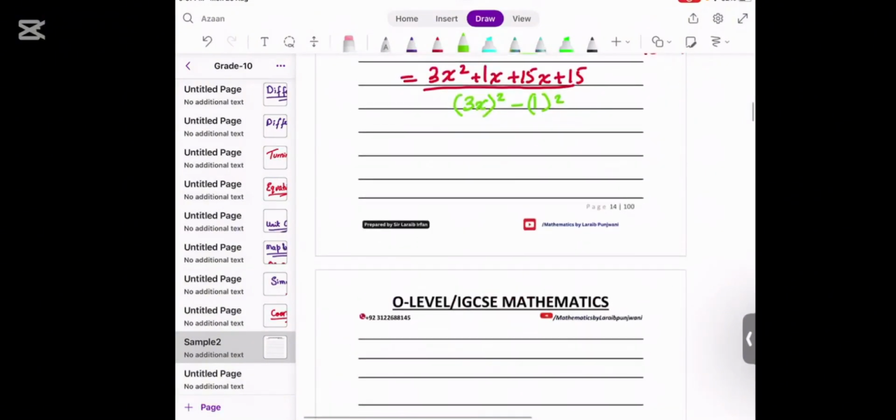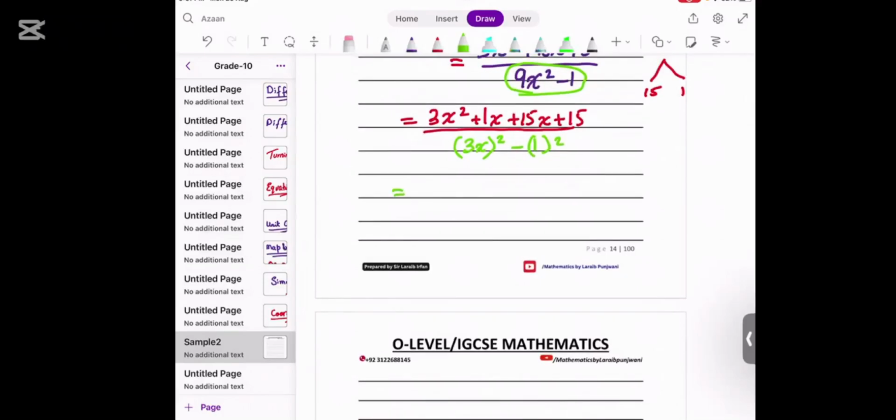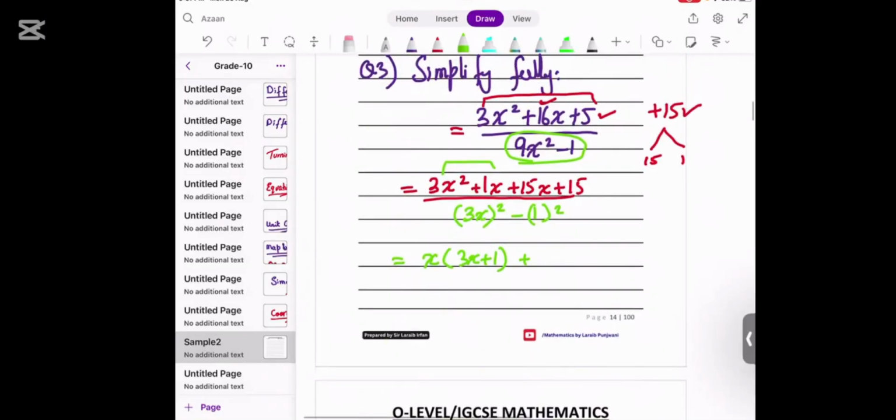Question. So I have to take 3x. Oh, sorry, x will be common. So we have 3x plus 1. In this, what happened here? Okay, this is 5, not 15. I mistakenly wrote it. So we have 5 common.